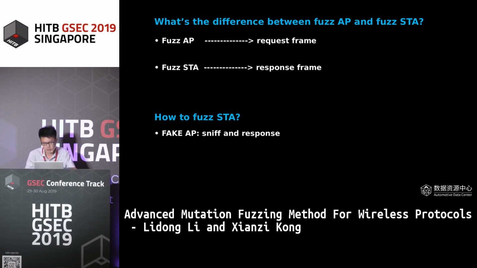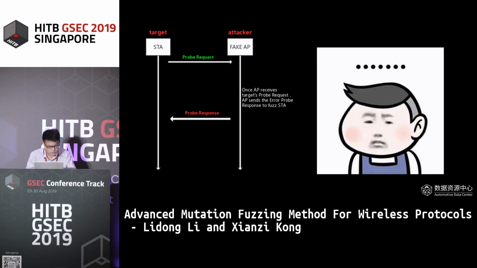But how to fuzz a station? What we need is just a fake access point which can sniff frames from the station and send a response frame. This is a simple interaction with the station and also the first step to create a state machine. Our fake access point broadcasts a beacon frame so the station can find the access point. When the fake access point receives the probe request from the station, it will send the probe response to the station, which contains our error payload, and the fuzzing starts.